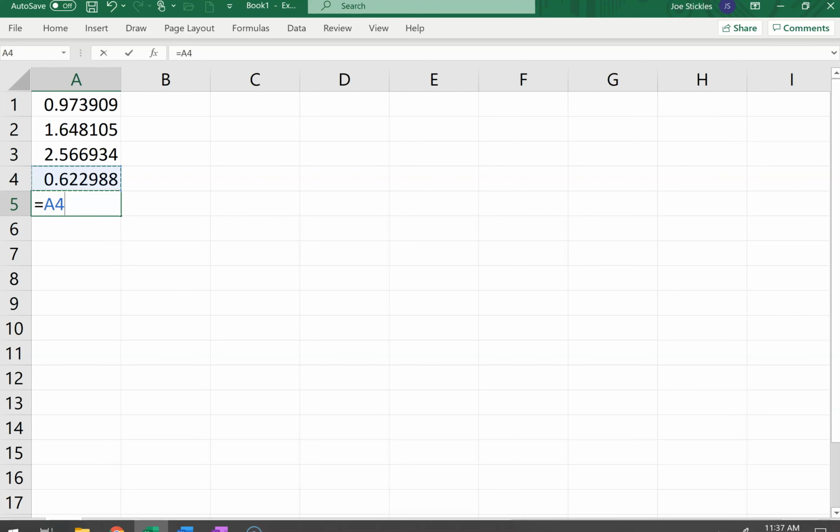Oh, I put points. I put 0.73 and 21. I was just making up numbers.